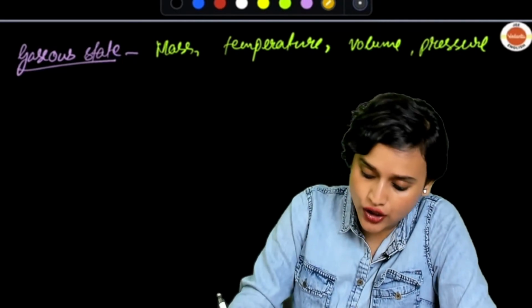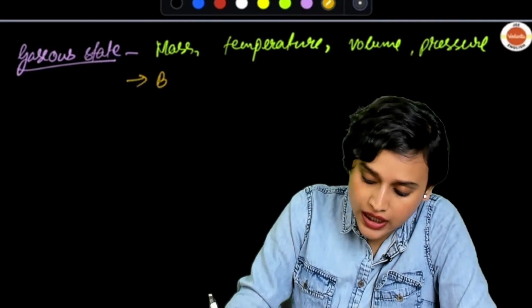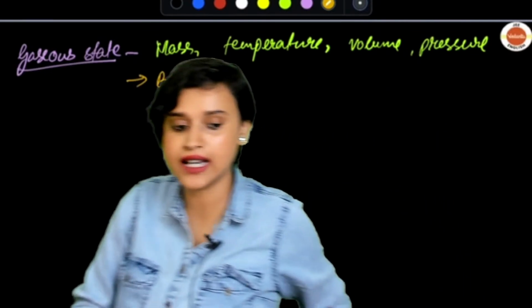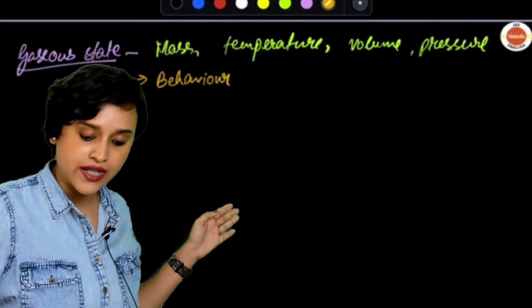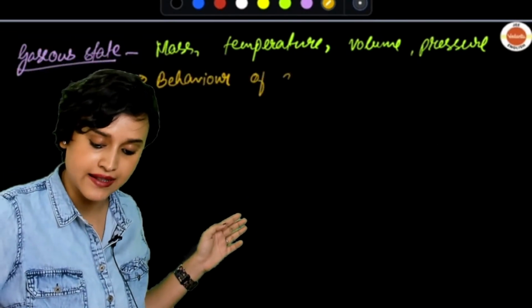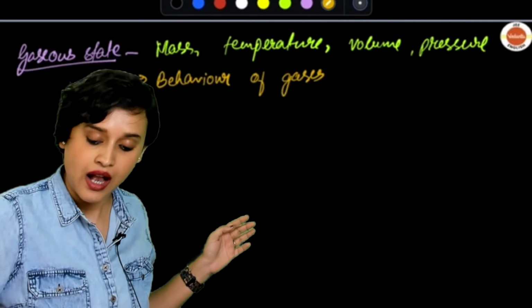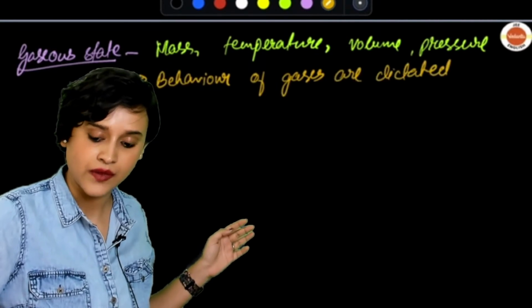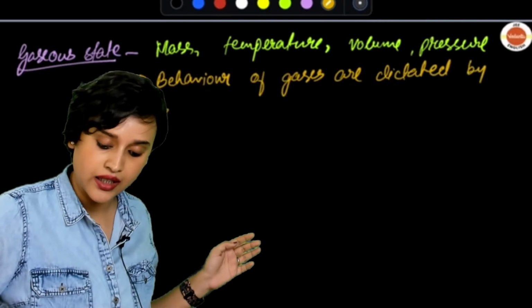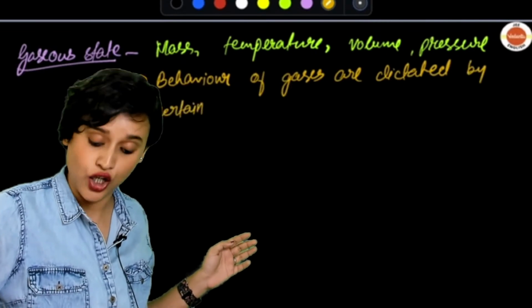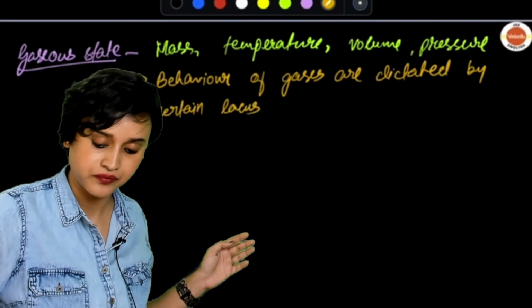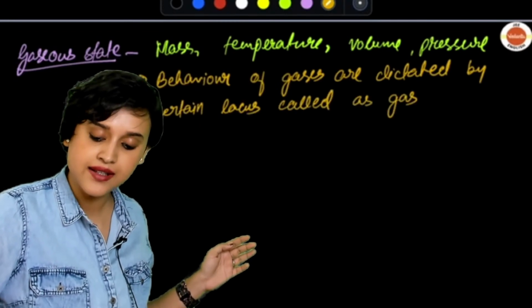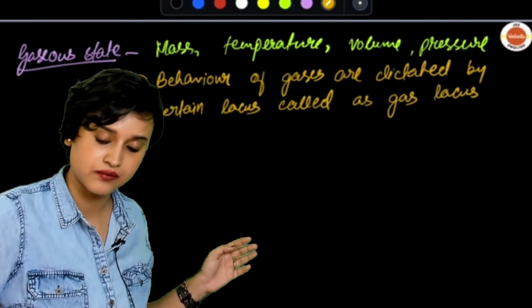Cool, everybody? So let me write that here: behavior of gases are dictated by certain laws called gas laws.